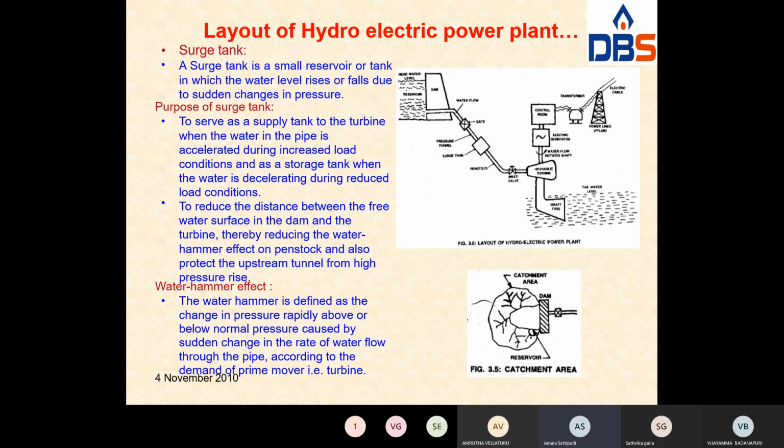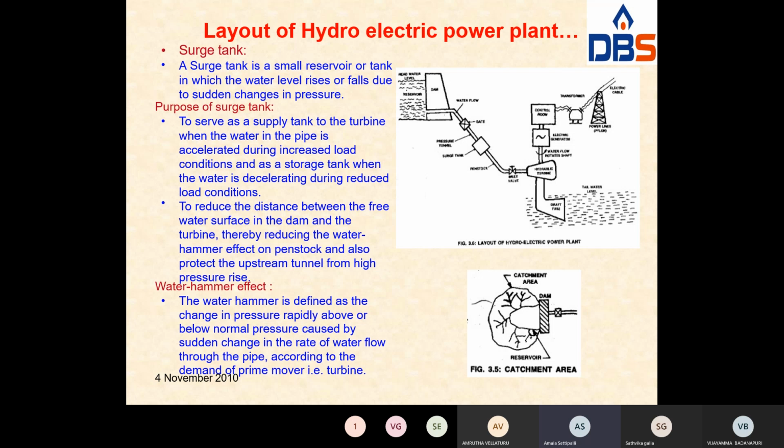That means whenever high pressure water comes from the pressure tunnel to the surge tank, at that time the water will be conditioned. According to our pressure level, the water will be conditioned in the surge tank, and then the water will be supplied to the turbine. It also reduces the distance between the free water surface in the dam and the turbine, thereby reducing the water hammer effect on the penstock, and also protects the upstream tunnel from high stress.